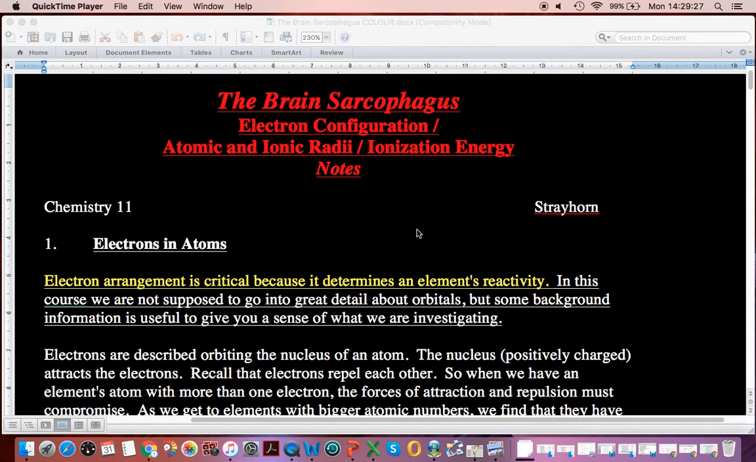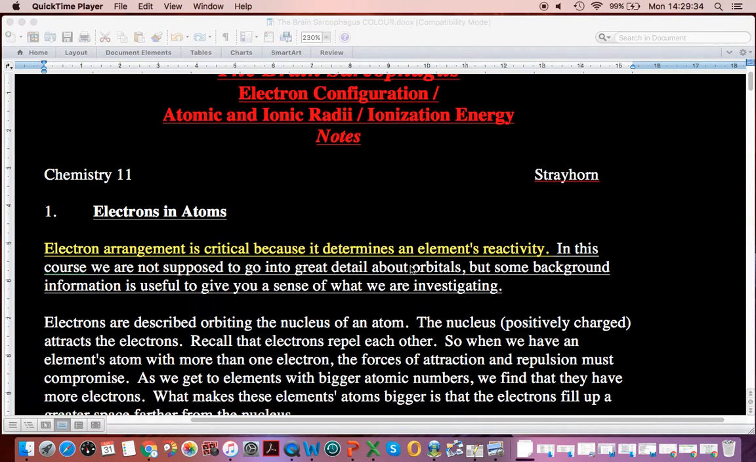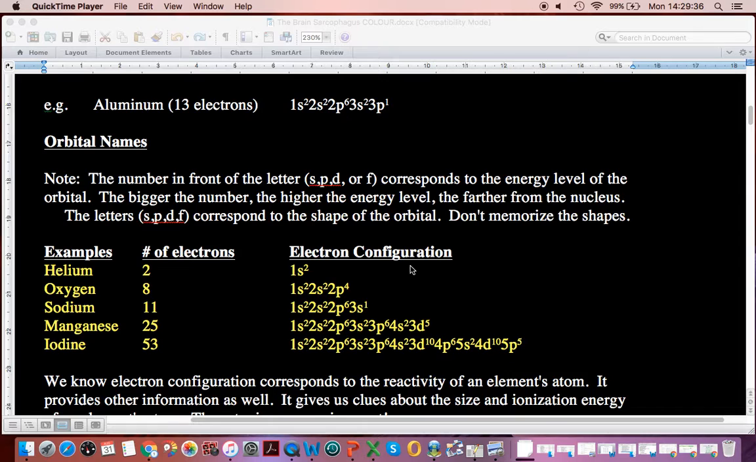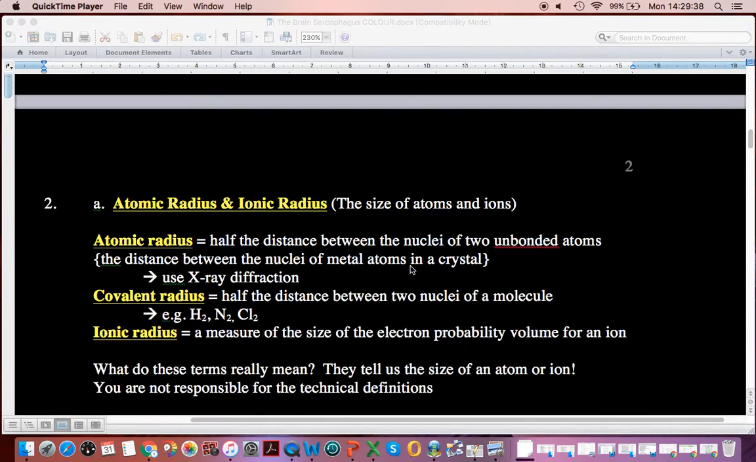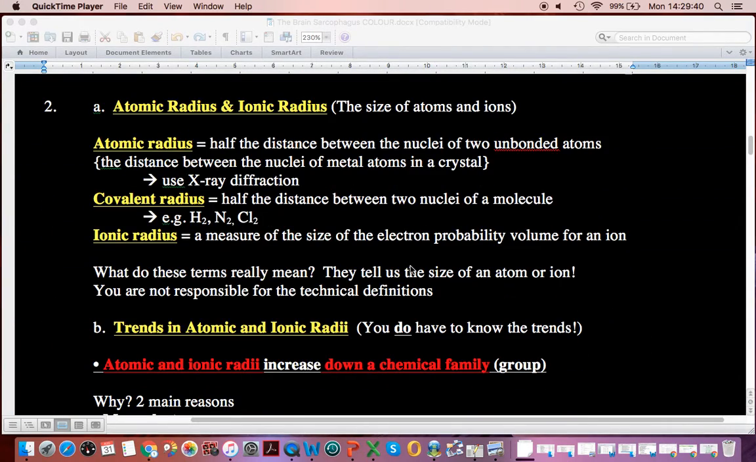Good day. We are looking at part 2, and we've talked about electron configurations. And now we are going to move on. Starting with page 2, we're going to start looking at the size of atoms.